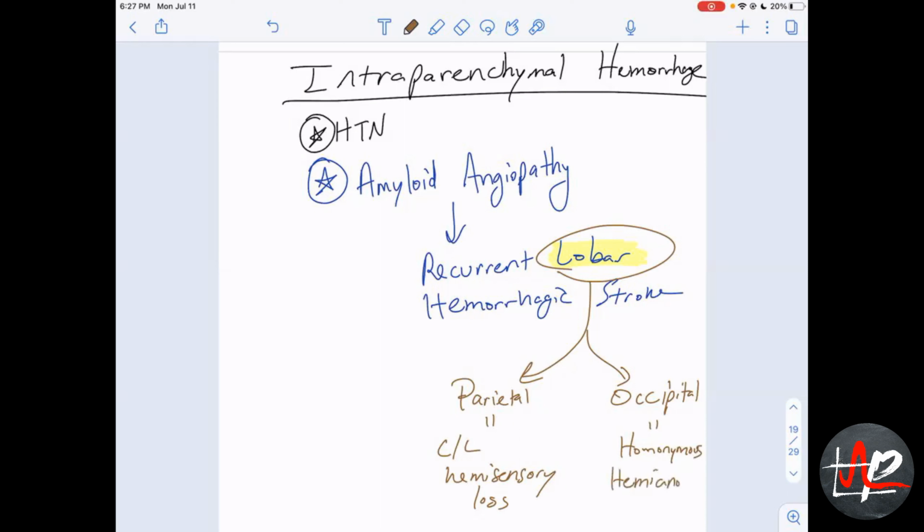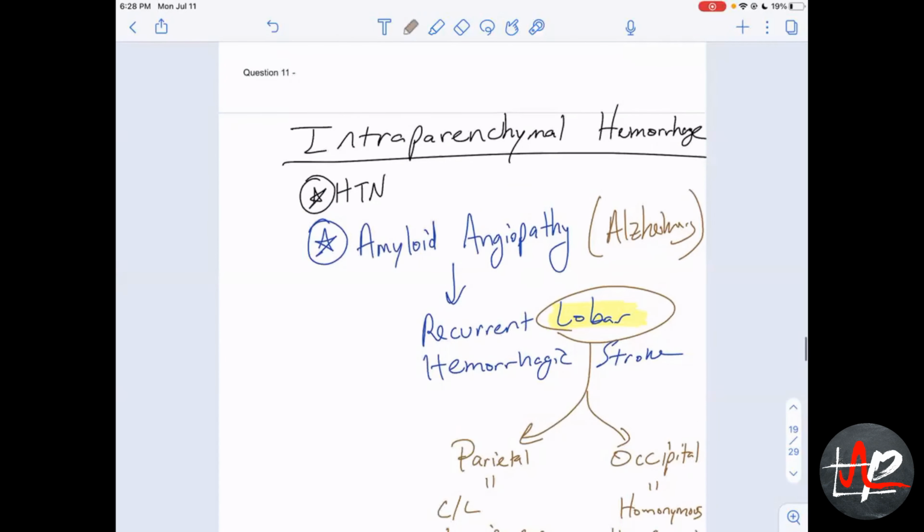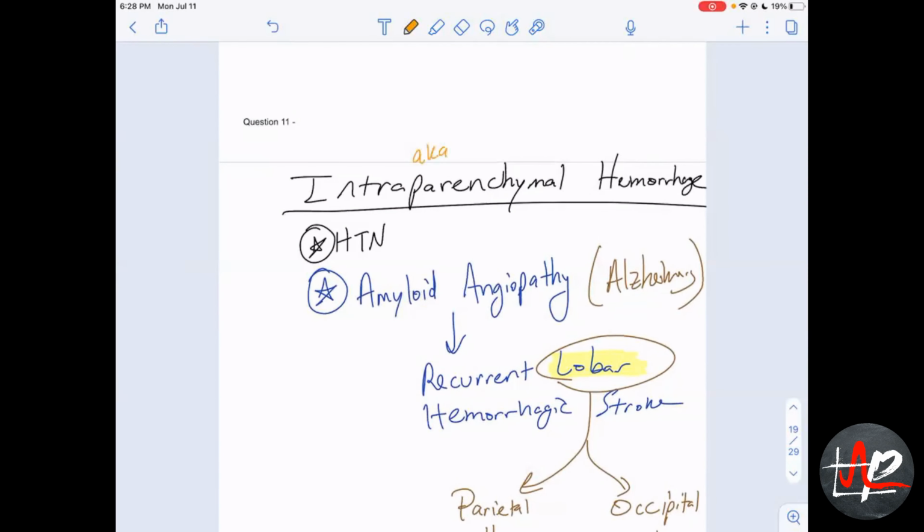So those are really the top things that I would think of for the recurrent lobar hemorrhagic stroke seen with amyloid angiopathy. You want to look for patients that have Alzheimer's. It's either the parietal or occipital lobe most commonly. Anytime you see these intraparenchymal hemorrhages, don't get thrown off by the other wording. They could even say intracerebral hemorrhage, which means the exact same thing. And oftentimes, in layman's terms, they'll just call it a hemorrhagic stroke.